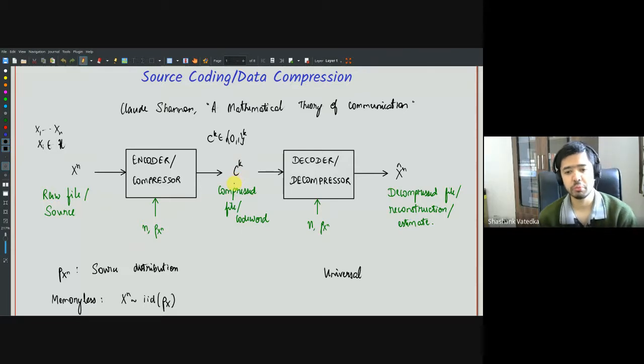So if you look at modern compression algorithms like zip or rar, some of the information like the source statistics, the size, and other algorithmic parameters are generally stored as a header in the compressed file, and the decompressor first reads the header and then proceeds to decompress the rest of the compressed sequence.